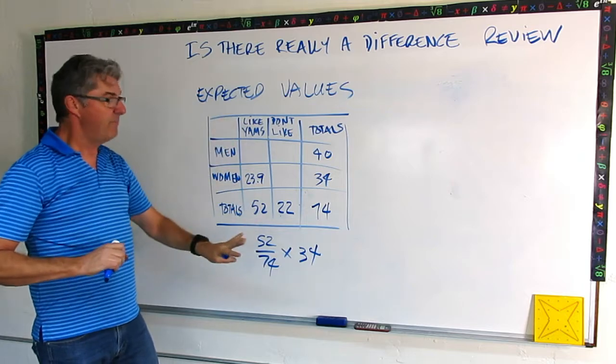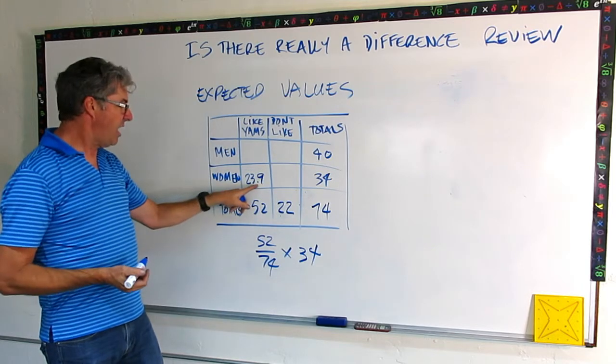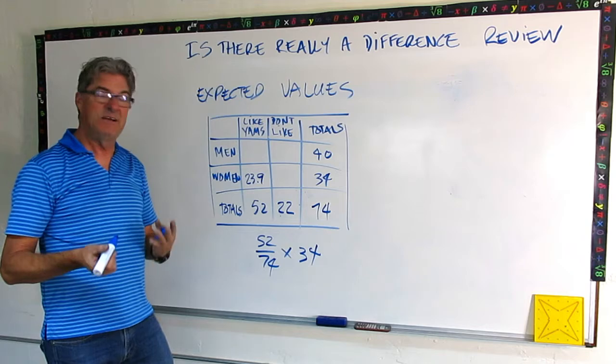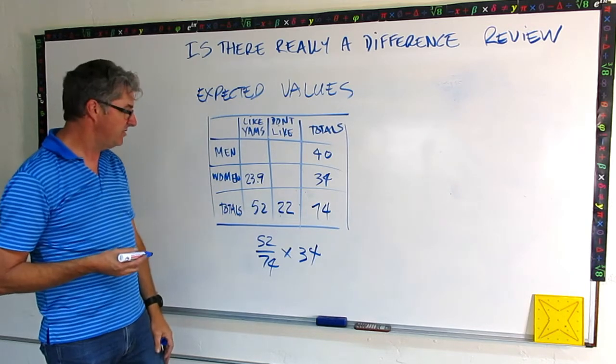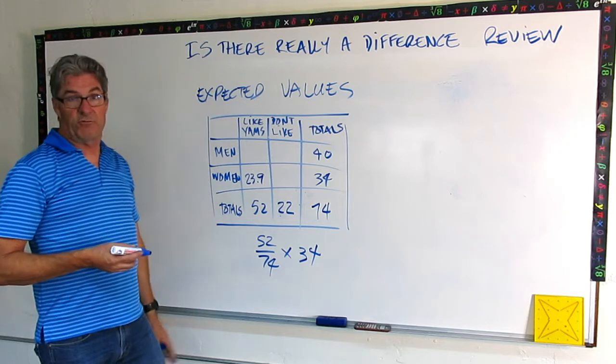Now expecteds, you have decimals, and you should. Now if we asked a bunch of people these questions, we wouldn't have a decimal because you can't have 0.9 of a woman. You'd have 23 or you'd have 24. But expecteds have decimals. Now I can get the rest by subtraction.